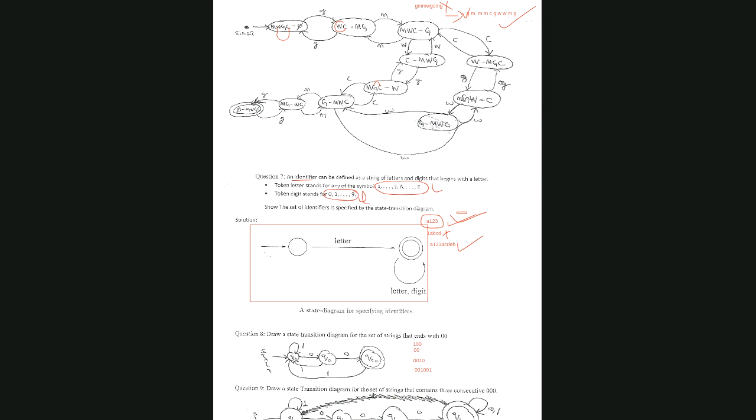So now, see here. Tell me, does 100 end with 0? Yes. So it should be accepted. 00 is starting and ending with 00, so it should also be accepted. But tell me, does this one end with 00? No. So this should not be accepted. And this is also not accepted. So we have to draw a state transition diagram that should accept a string that ends with 00.